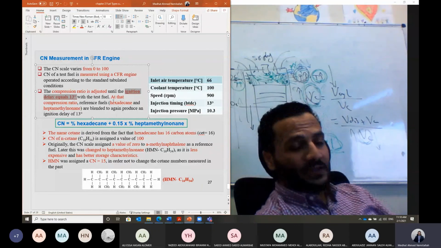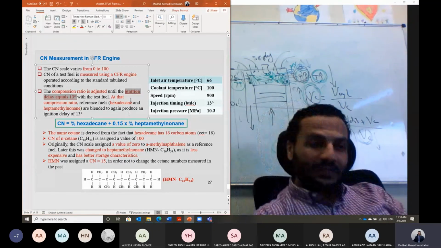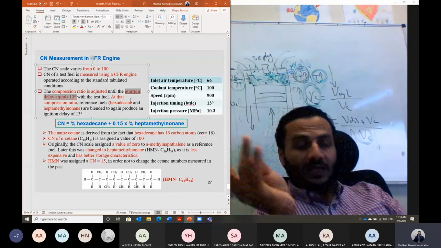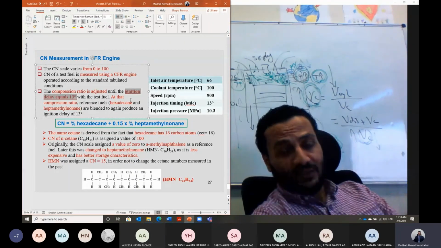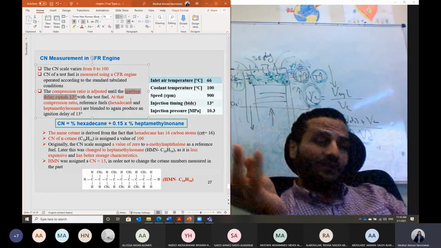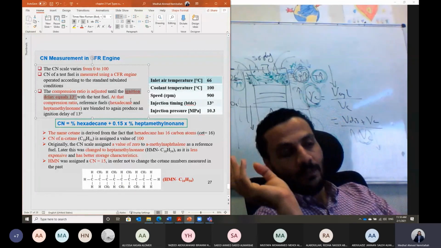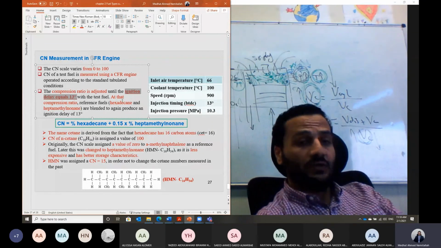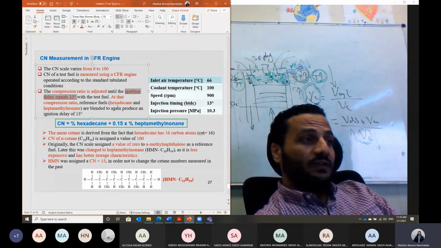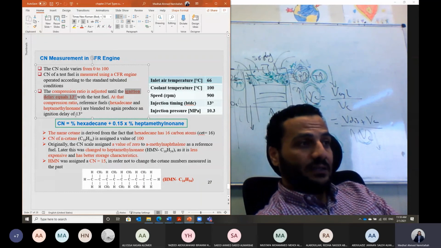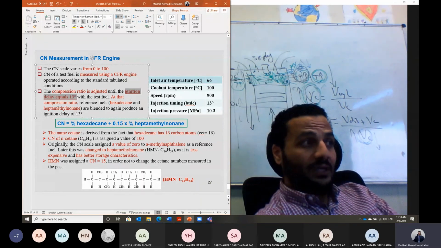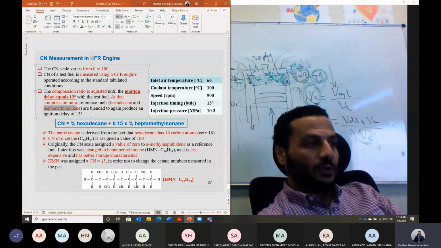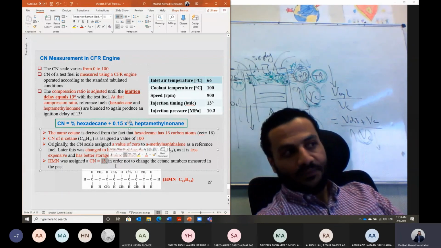Then we will have the reference fuel. In case of gasoline engine, we have isooctane plus N-heptane as the reference fuel. Isooctane has an octane number of 100, N-heptane has an octane number equal to 0. And based on that, we calculate the octane number. Here in diesel engine, we have two reference fuels. We have hexadecane, which has a cetane number equal to 100, and we have heptamethyl-nonane, which has a cetane number equal to 15 in this case.